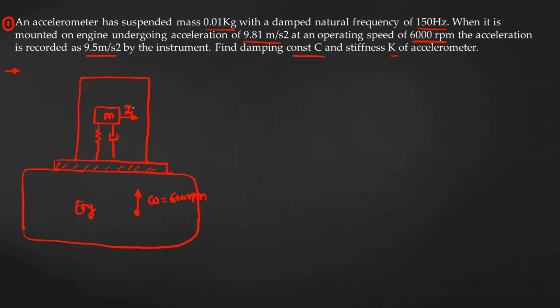And as it is an accelerometer, its recorded value is Z omega n square. Okay. And the engine acceleration is Y omega square. Okay. So refer to the equation for accelerometer. I will write that equation: Z omega n square upon Y omega square is equal to 1 upon square root of [1 minus r square] square plus [2 zeta r] square. So this is the equation for accelerometer.